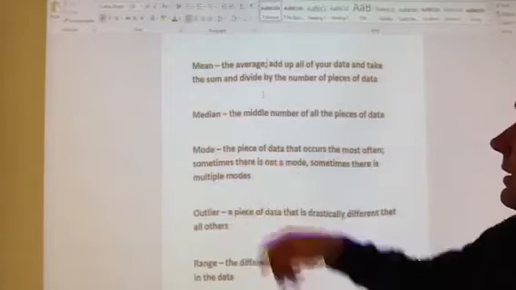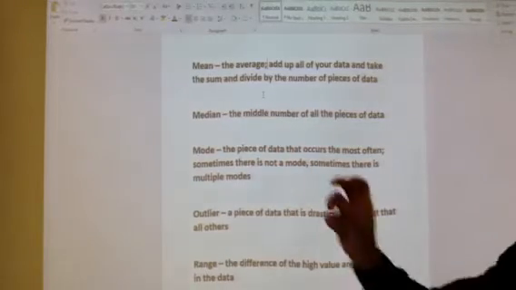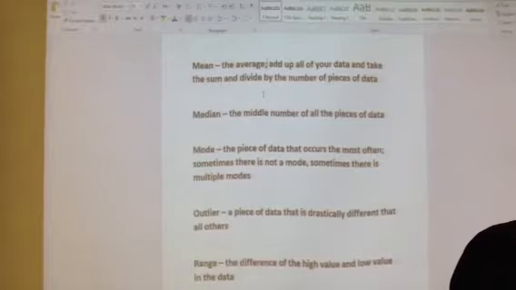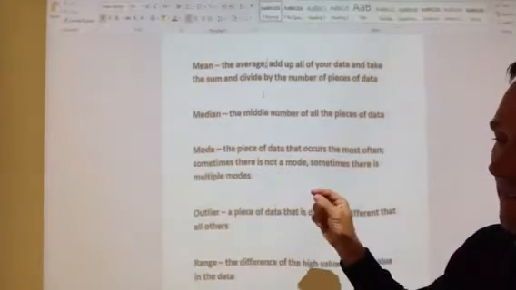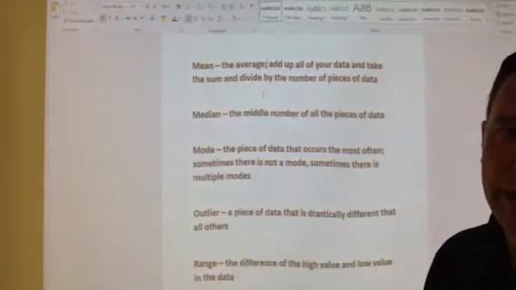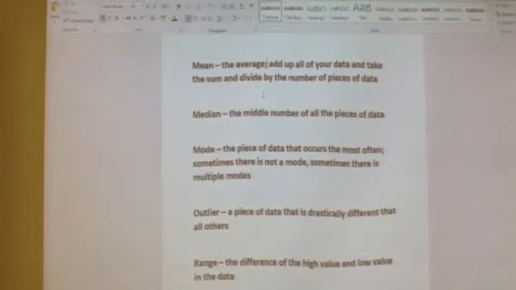The median, the middle number of all the pieces of data that we have. In order to find the median, you have to put them in order, from smallest to largest, or largest to smallest, and find the middle number where it lays. The mode, this is the piece of data that occurs the most often. Sometimes there's not a mode, if nothing is repeated. Sometimes there could be multiple modes, 2 or 3 modes.